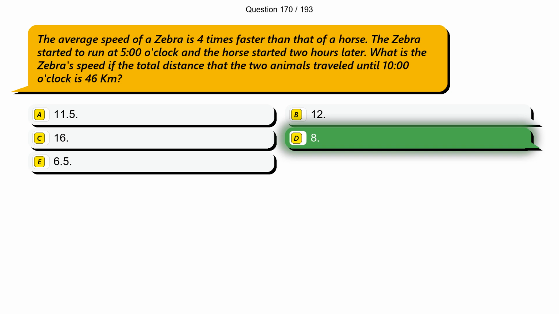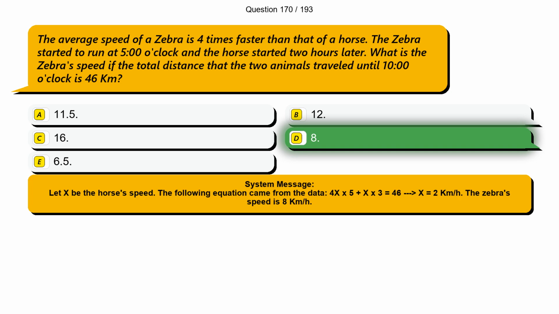The correct answer is option D, 8. Let x be the horse's speed. The following equation came from the data: x/5 + x/3 = 46? x equals 2 kilometers per hour. The zebra's speed is 8 kilometers per hour.